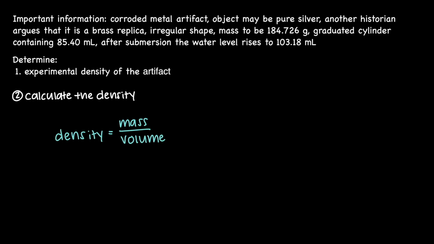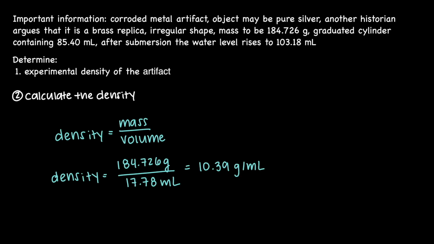Density equals mass divided by volume. Substituting our values, density equals 184.726 grams divided by 17.78 milliliters. Calculating, we obtain an experimental density of 10.39 grams per milliliter.